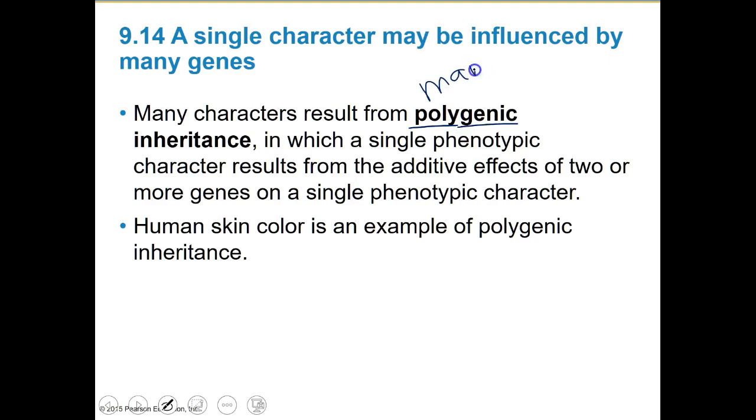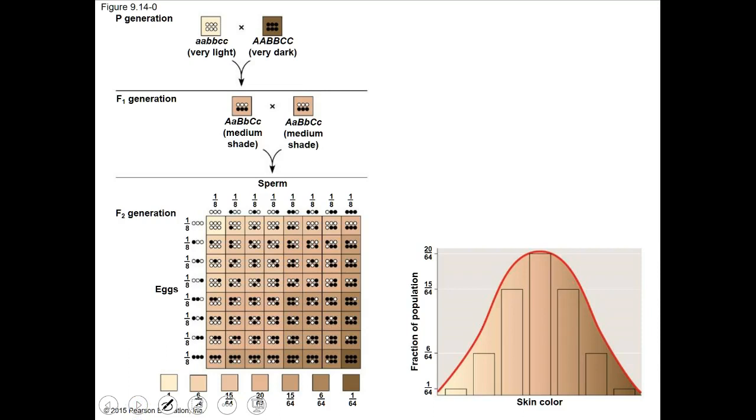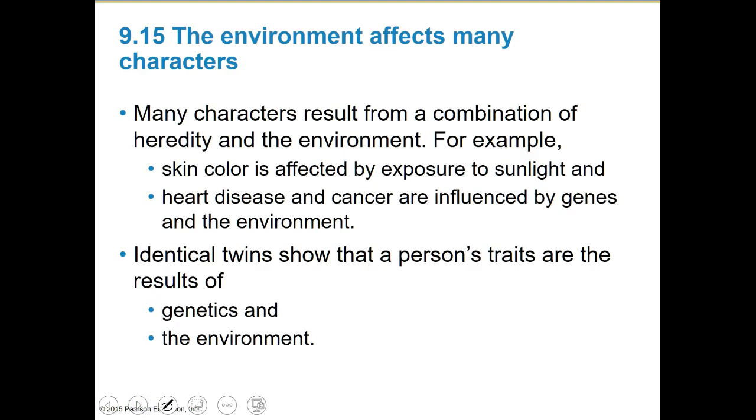So of course that's many genes. Many genes influence a single character. A single phenotypic character results from the additive effects of two or more genes. Human skin color is an example of that. Most things where you get a range, like from very light to very dark, you can think of as polygenic. Eye color is as well, I think. Even hair color, height, anything where you get a range is usually polygenic. You can think of a range of things.